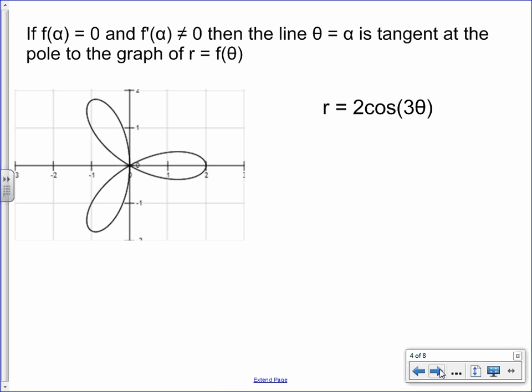Is this entirely smooth? Okay, so if your r value is 0, that means we are at the pole. If your r value is 0, but not the derivative of r, then the line theta equals alpha is tangent to the pole.